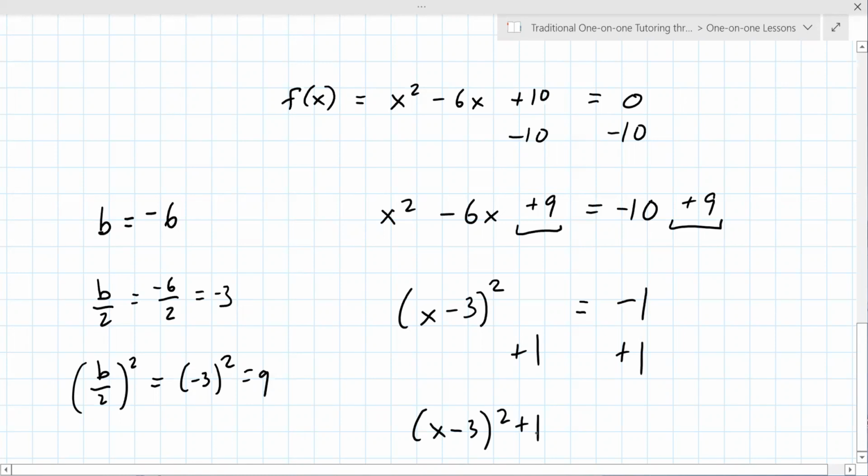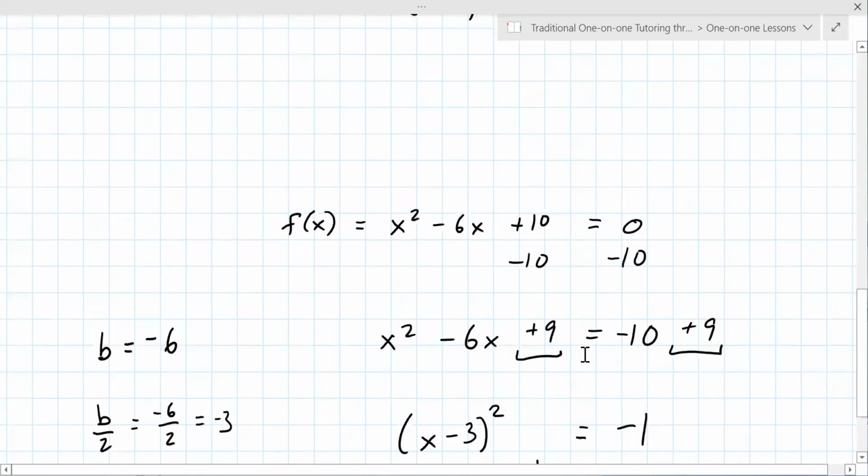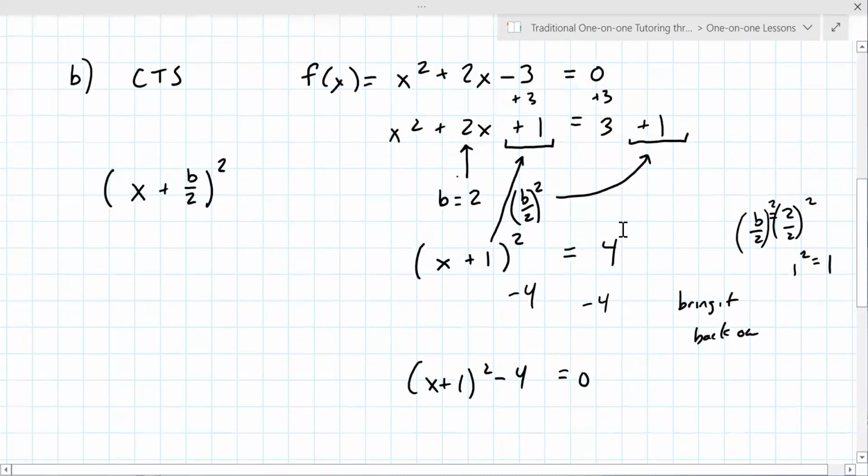Do you always need it to be positive? No, you just move it back. So in the previous problem, it was positive 4, so you subtracted 4. It just depends on what it is.